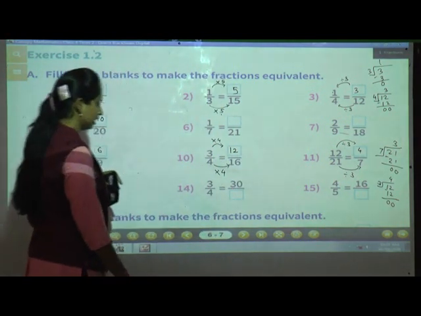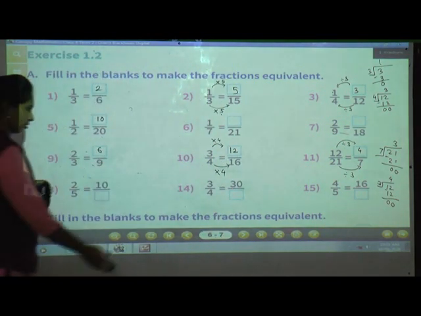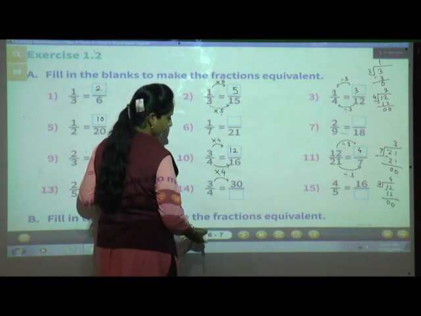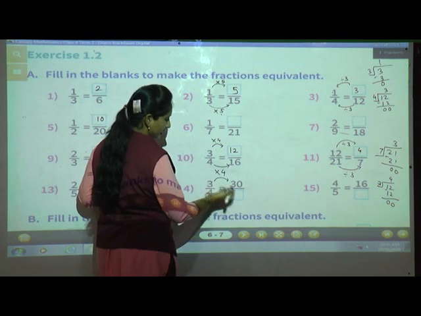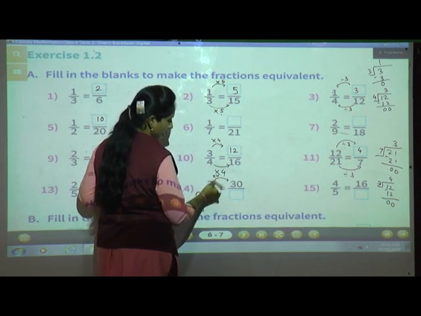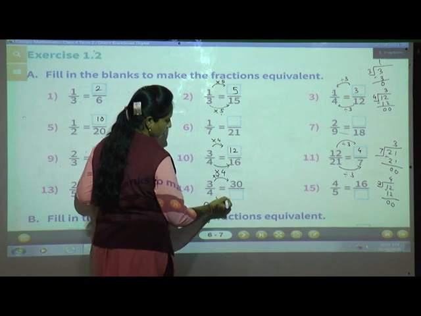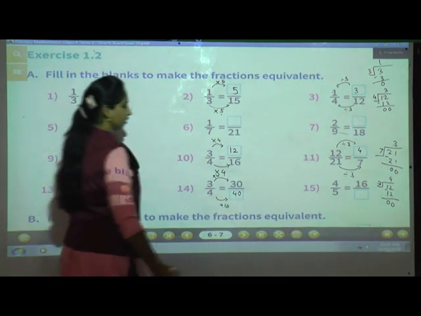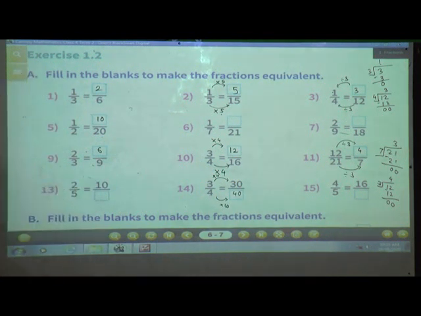Clear? Yes. Now see this. Now here, which number if we multiply with 3 we get 30 students? 10. 3 10s are 30. So here also 4 10s are 40. Understood? Yes.